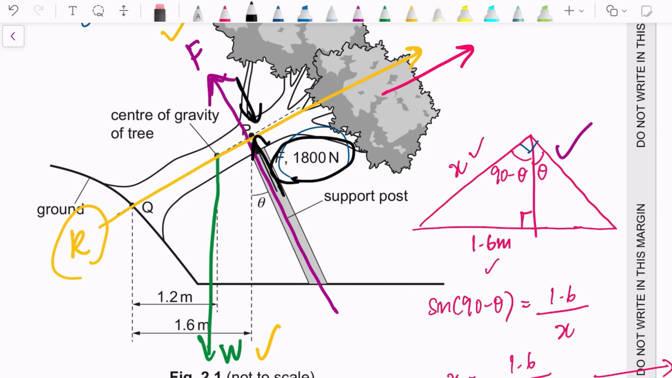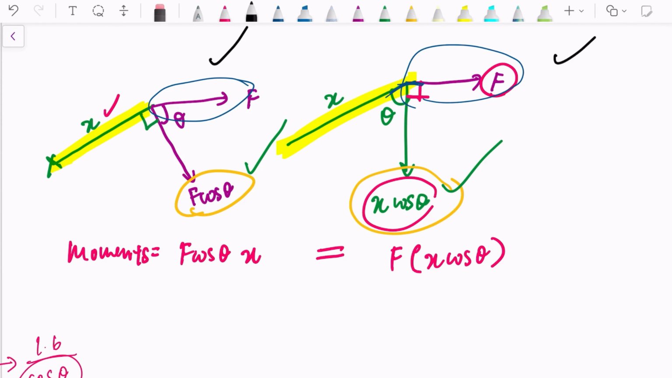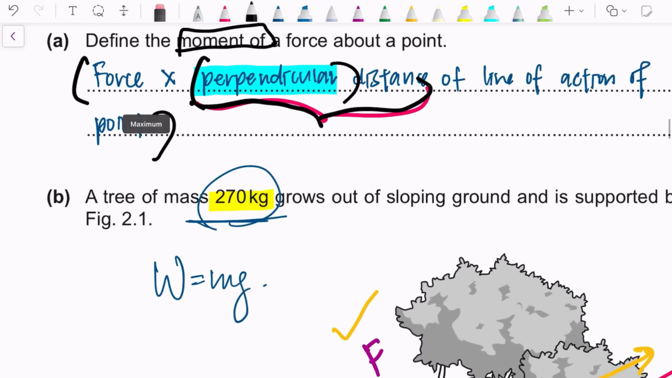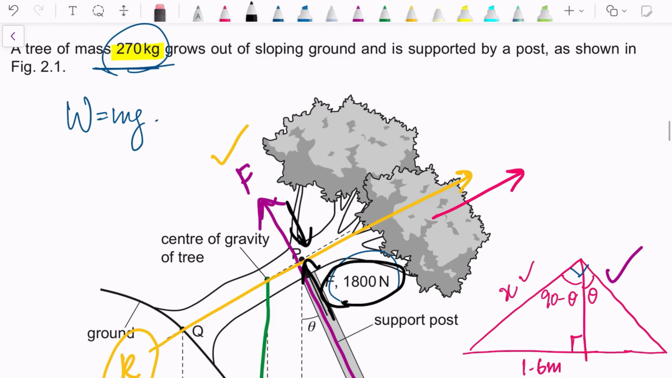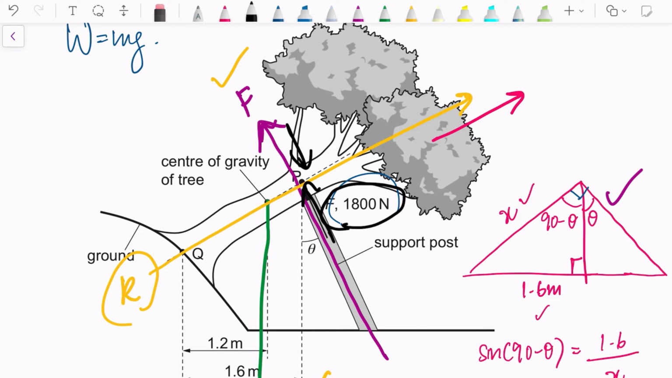If your force is already perpendicular to your axis, you need to find a distance that is perpendicular to the force, not resolve the force. If it's these 2 cases where the force is not perpendicular to the axis, you can resolve either one. Whatever it is, fall back to your definition. Definition, they say perpendicular distance. So ideally, no matter how your force is, try to find the perpendicular distance to the force. Most important thing, in simple words, if your force is perpendicular to your axis already, don't try to resolve it. Find a way to make the distance perpendicular to the force.